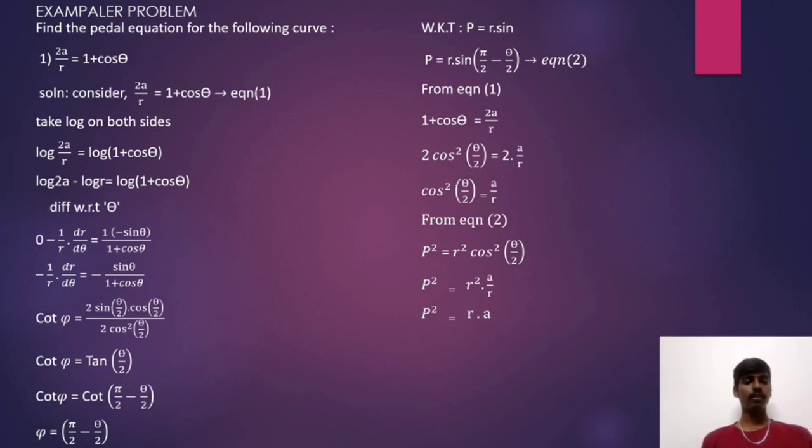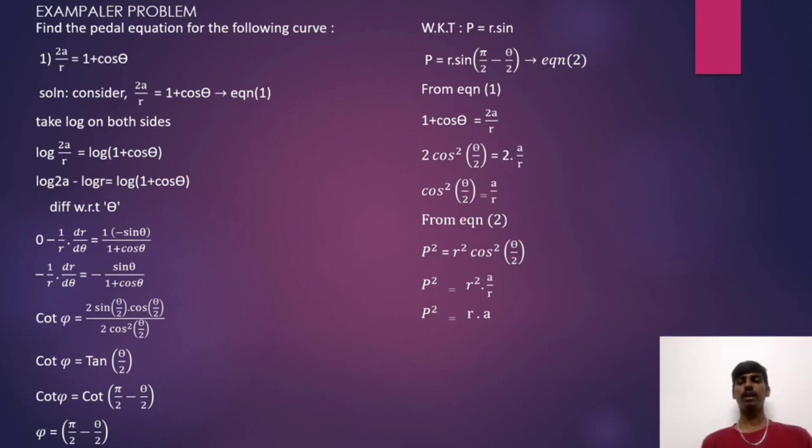Now minus 1 by r into dr by d theta we can take as cot phi. Then we substitute minus sin theta by 1 plus cos theta. Cot phi is equal to 2 sin theta by 2 into cos theta by 2 over 2 cos square theta by 2. Now the cos and cos get cancelled, the 2 gets cancelled, and only tan theta by 2 remains. Cot phi is equal to tan theta by 2. Tan of phi is equal to cot of theta by 2, so phi is equal to pi by 2 minus theta by 2.